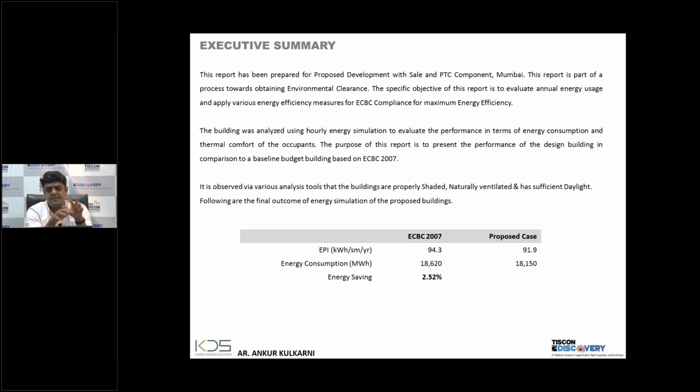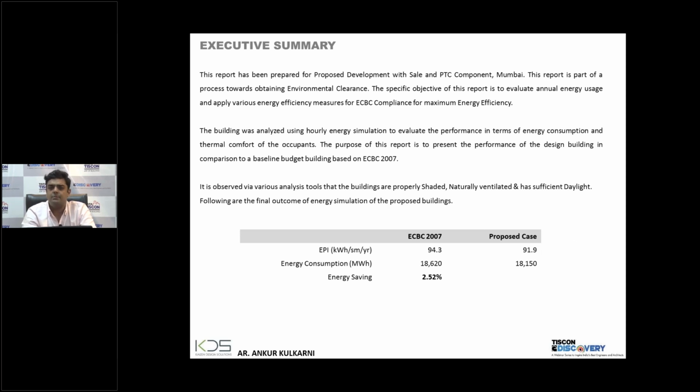Since this was a complete residential project, we compared it with ECBC 2007. Yes, ECBC 2017 is also there, but it clearly applies to your commercial buildings. And ECBC-R is also launched, but that is still limited to only your envelope parameters. We wanted to check with the whole building simulation how the whole building performs. So we compared against ECBC 2007, and this building saves around 2.5% over ECBC.